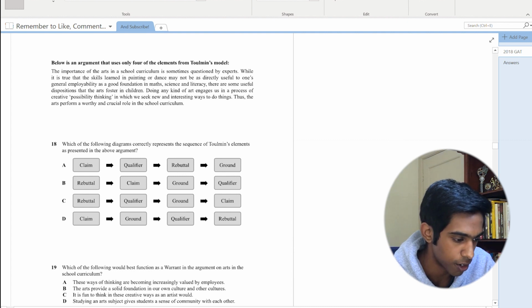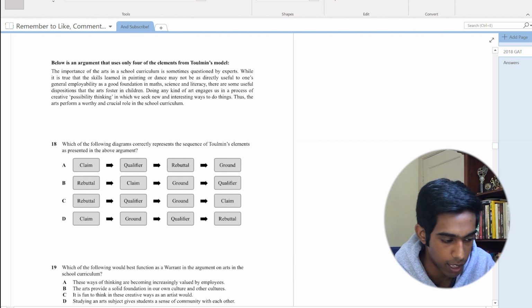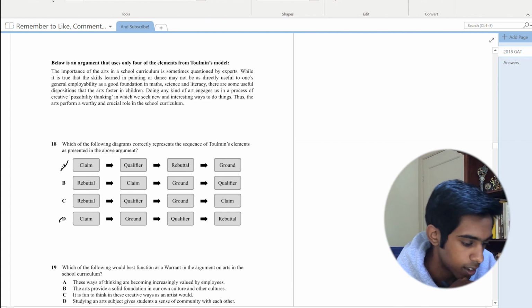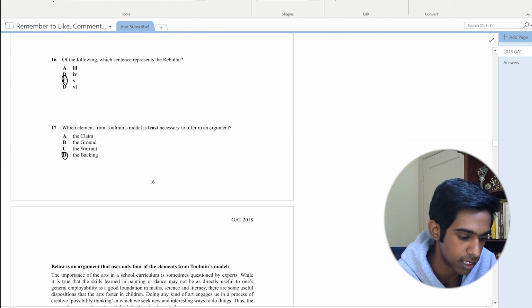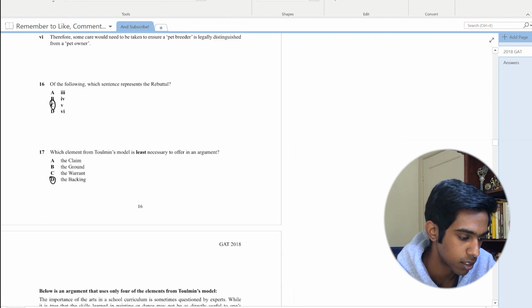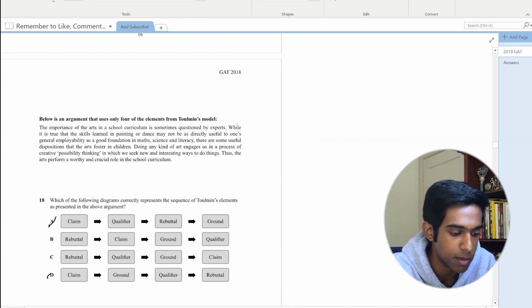So the first thing we start off is the rebuttal, because they introduce the criticisms, what the critics say about the arts. So definitely not A. And then what they talk about is, let's just review what the qualifier was. Statement or phrase that limits the strength of the arguments. Yeah, so that'll be true, because the qualifier would be next, because it's what limits what the rebuttal actually is.